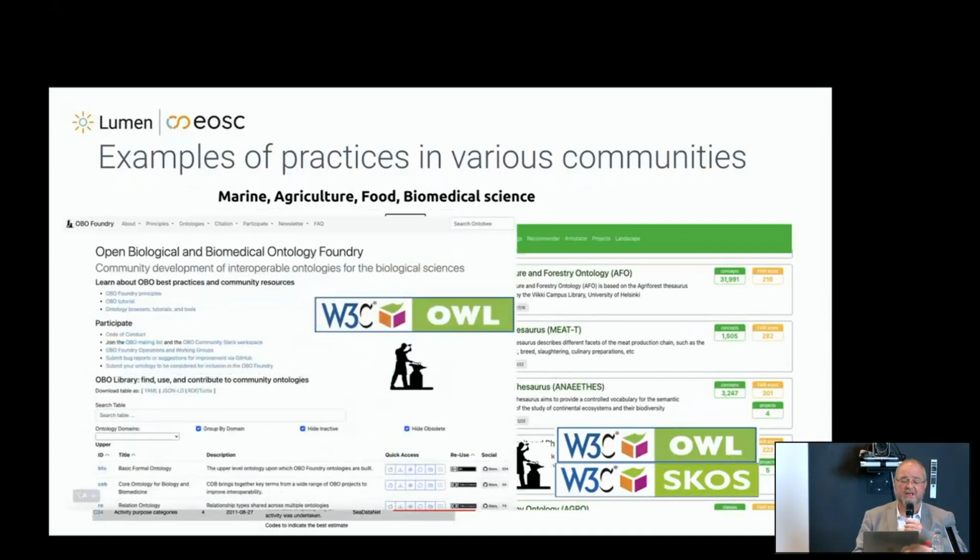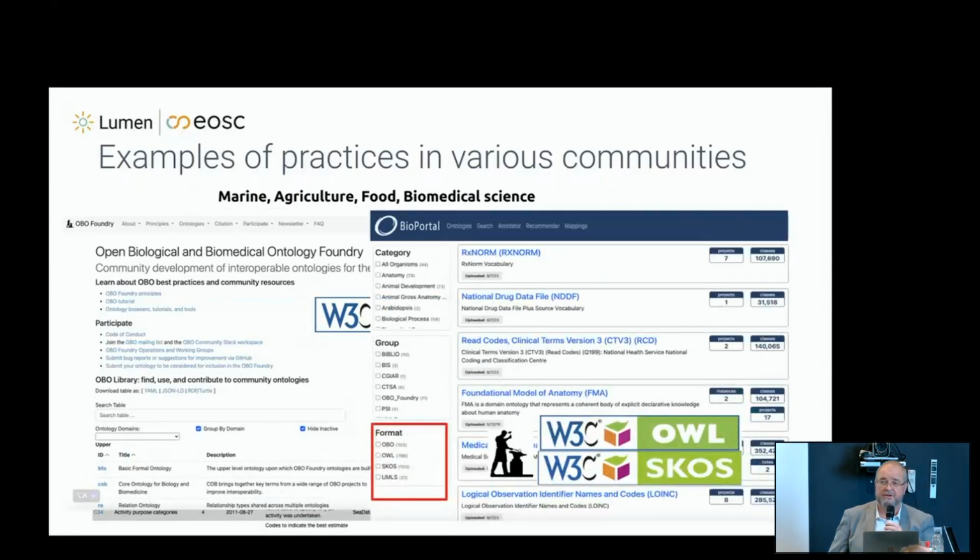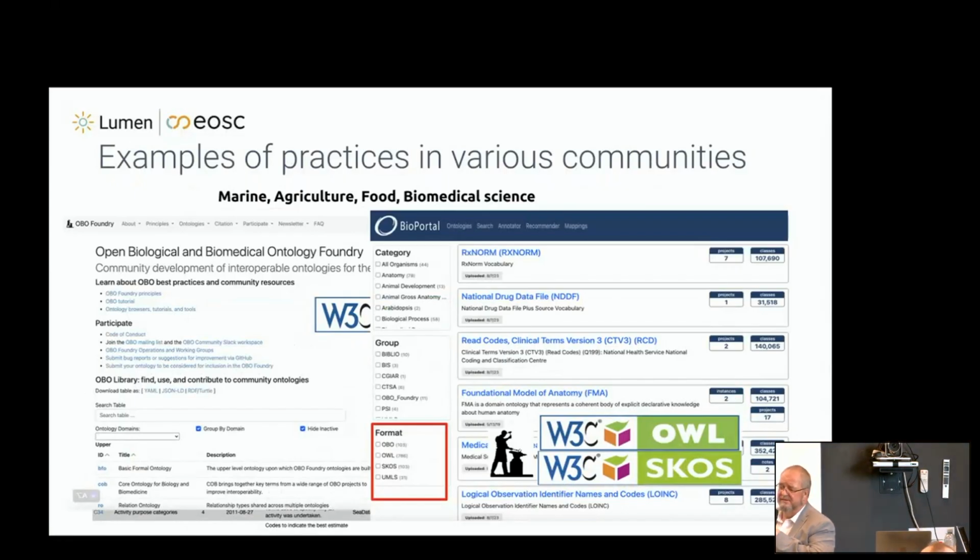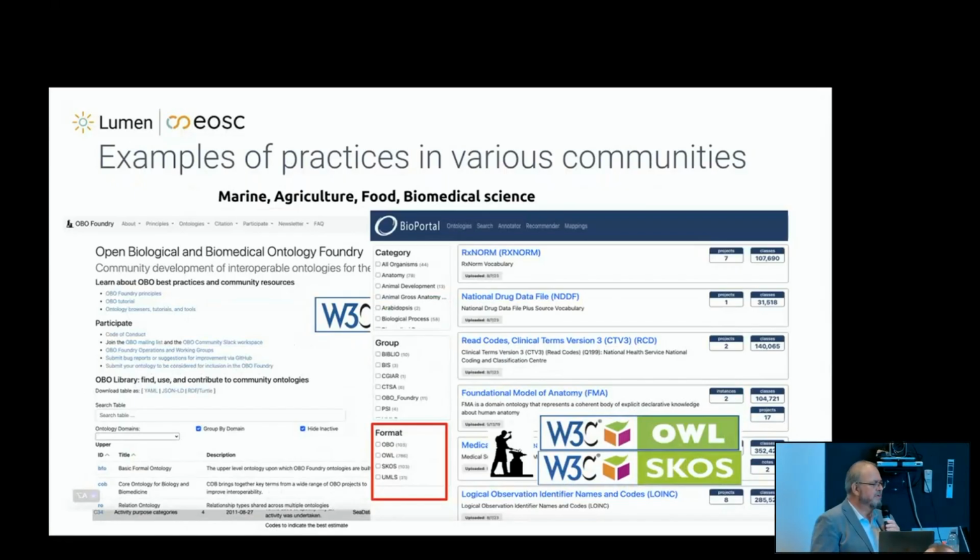If you go to the OBO Foundry, this is mostly OWL with the OBO principles. BioPortal, which is a resource I used 15 years ago, is still there, and it contains 1,000, now I think it's 1,200 ontologies on the biomedical domain. Most of them are in OWL, and several of them are in SKOS. So SKOS is used for taxonomies.